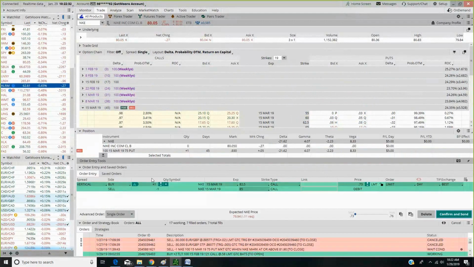So look at here. I'm going to sell. See, now you've got to change the legs. So I'm going to sell the 82.5 right here. And I'm going to buy the 80.